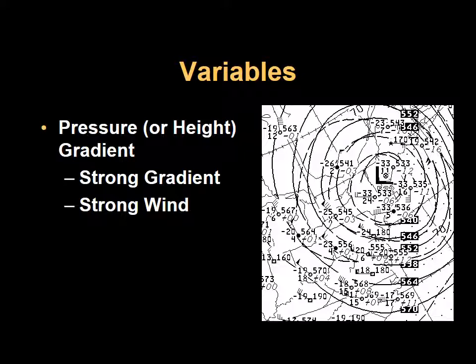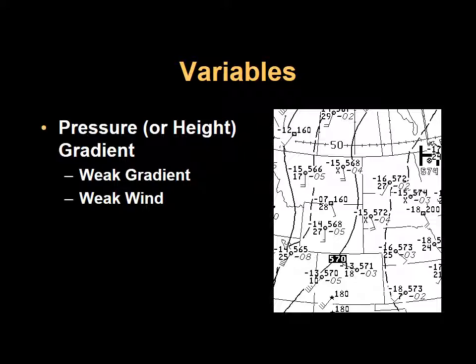In other words, over a very short distance, you have a very big change in either pressure or height, depending upon which chart you're looking at. So generally speaking, the stronger the gradient, the stronger the wind. And also, the weaker the gradient, the weaker the wind.